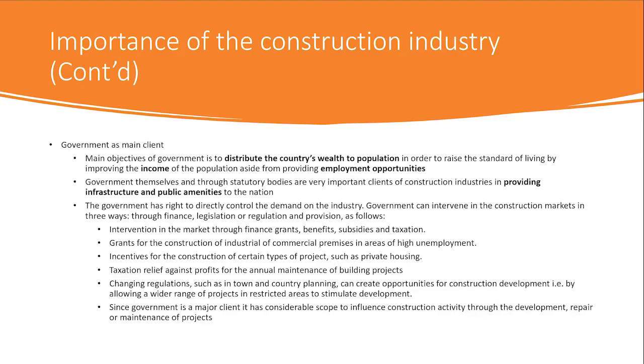Government themselves and through statutory bodies are very important clients of construction industry in providing infrastructure and public amenities to the nation. Among amenities that are being provided by the government, we have roads, urban transport, rail, ports, airports, water supply, sewerage, communication and posts, and many others. The government has right to directly control the demand on industry. Government can intervene in the construction markets in three ways: through finance, legislation or regulation, and provision as follows.